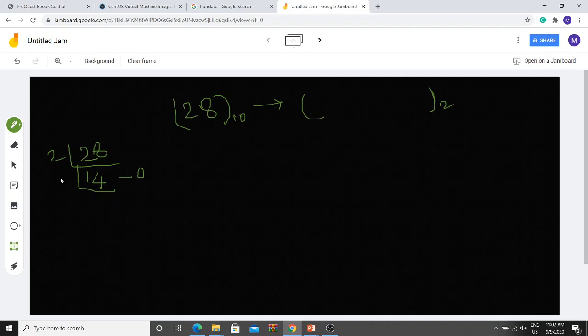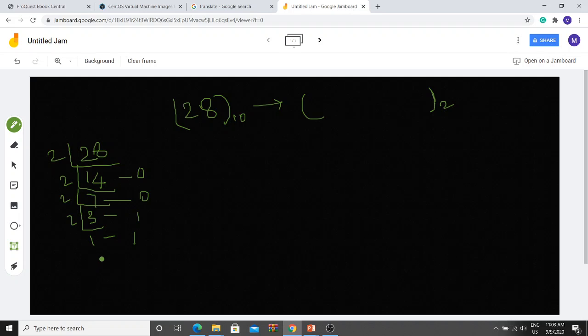Then I am dividing this by 2. The value is 7. Is there any remainder? No. The quotient is 7 and there is no remainder. Next I am dividing 7 by 2. So 3, since 2 threes are 6. Any remainder? 1. Next, 3 is divided by 2. One time I am able to divide, so 1 and the remainder is 1.